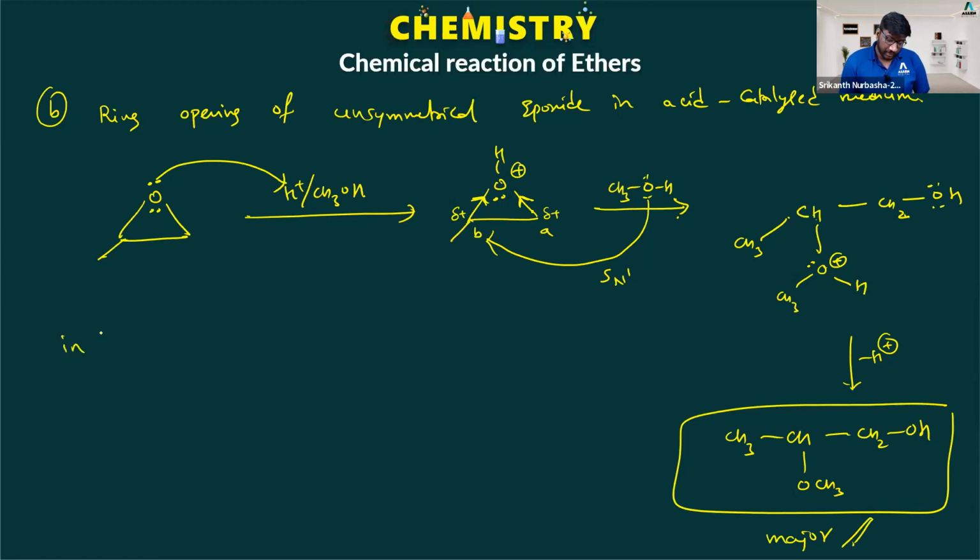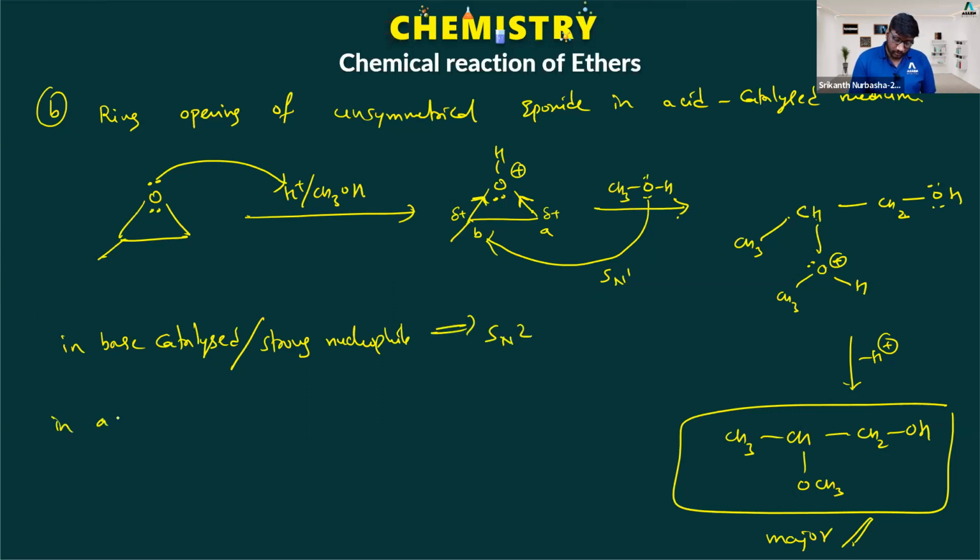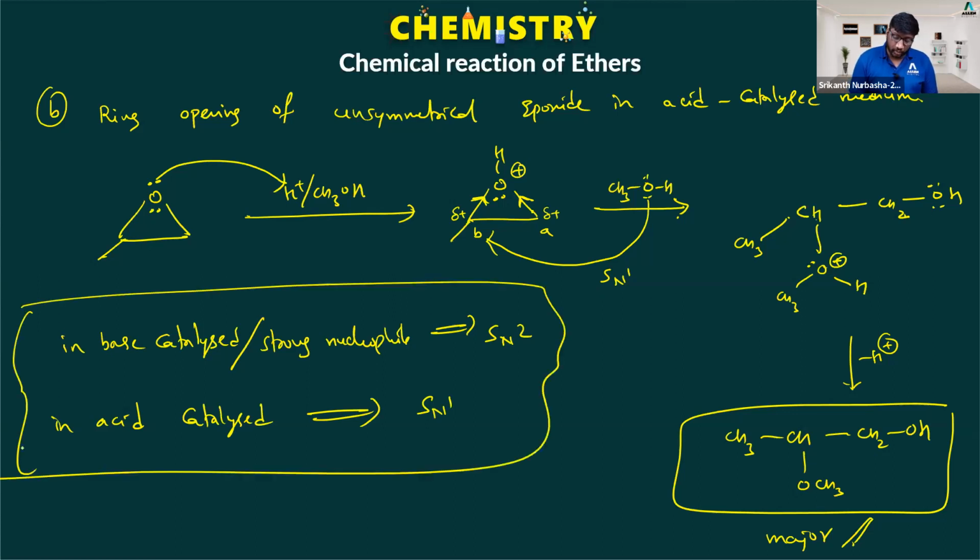In base catalyzed or strong nucleophile conditions, if the lone pair of electrons on oxygen attack H plus in the first step, it will follow SN1. If the lone pair of electrons on oxygen is not attacking H plus, because there is no H plus first of all, in that case SN2. Got it? In acidic catalyst, you can say SN1. So this is about the ring opening in epoxides.